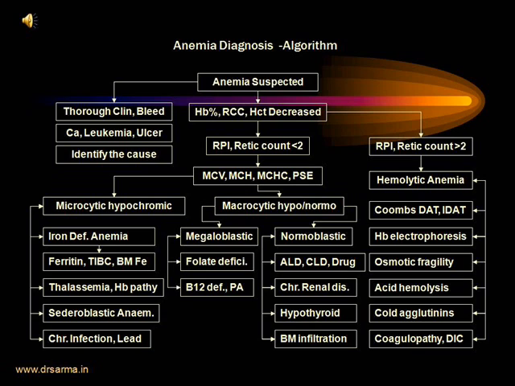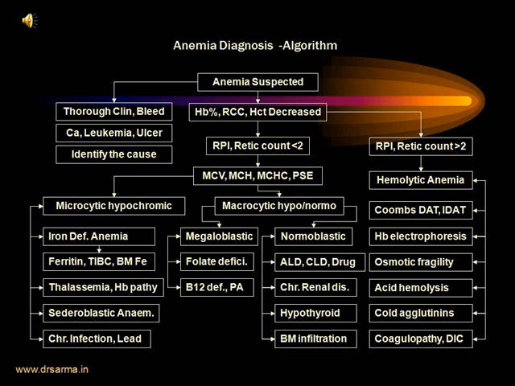Iron deficiency anemia can be confirmed by doing serum ferritin, TIBC and bone marrow iron. In iron deficiency anemia, serum ferritin will be less than 33, TIBC will be increased, more than 340, and bone marrow iron will be absent. With these features, iron deficiency, the commonest anemia, will be diagnosed. The other causes of microcytic anemia have to be kept in mind and differentiated.